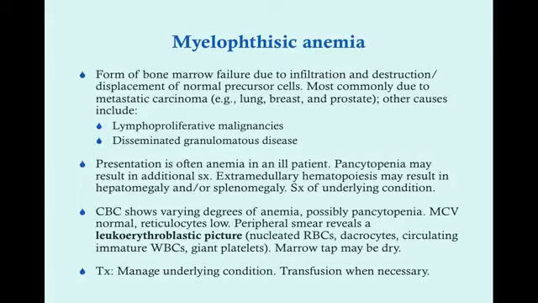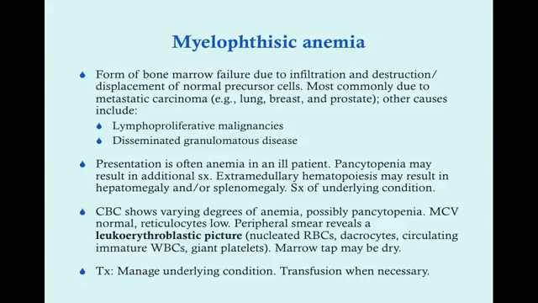it'll show varying degrees of anemia, possibly a pancytopenia. MCV is going to be normal because this is not a problem with the red blood cells themselves. This is a problem with production of red blood cells. Consequently, because this is a marrow disorder, the reticulocytes are going to be low.